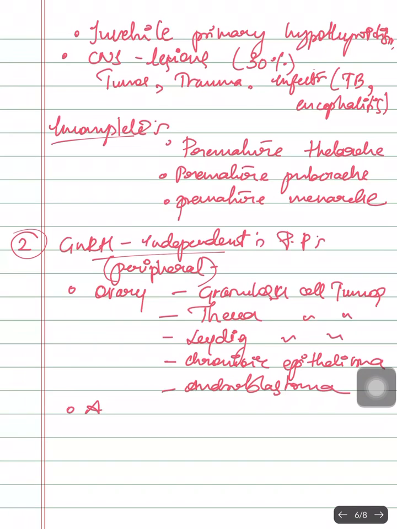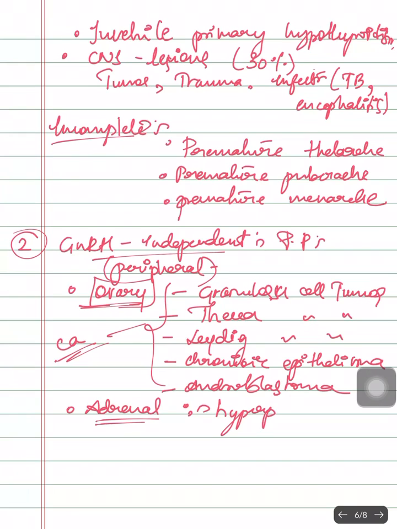Next, coming to the adrenal cause, which is hyperplasia. In the ovary, all of these are cancerous lesions. In the adrenal you will see hyperplasia again, which increases the number of cells, and next the tumor. In the liver, it is hepatoblastoma. Next will be the iatrogenic cause.